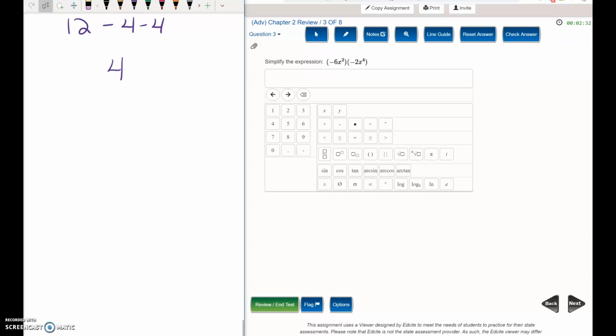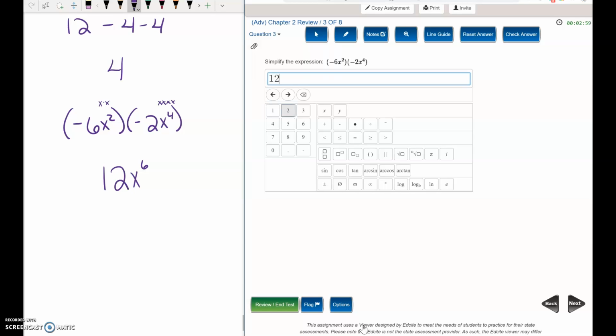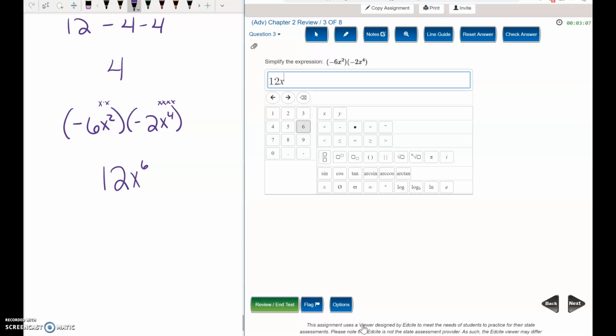Simplify the expression. You are multiplying these together. The parentheses indicate multiplication. Multiply the numbers together. Negative 6 times negative 2 is positive 12. X squared is x times x. X to the 4th is 4 of them. You put those together, you would have 6 of them, so x to the 6th. Your correct answer is 12x to the 6th. You type that in, 12, the x, and then this button that's next to the fraction button raises you up into the exponent so you can type in the 6.